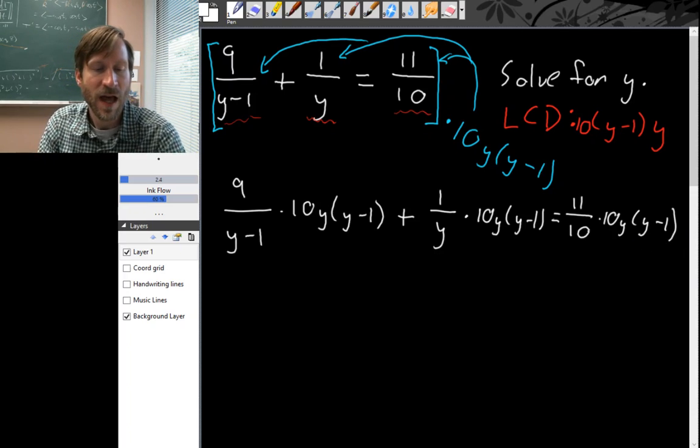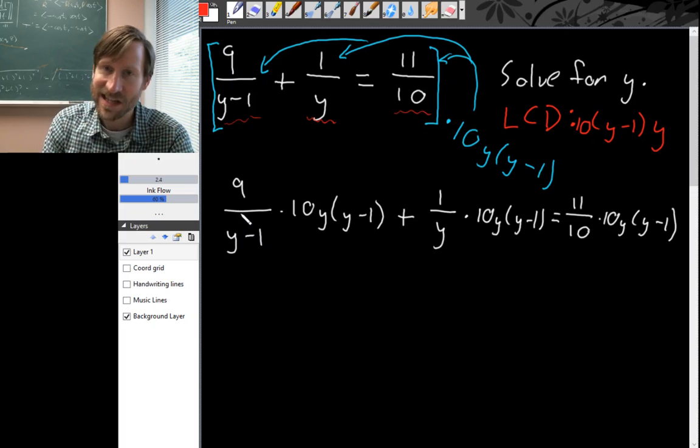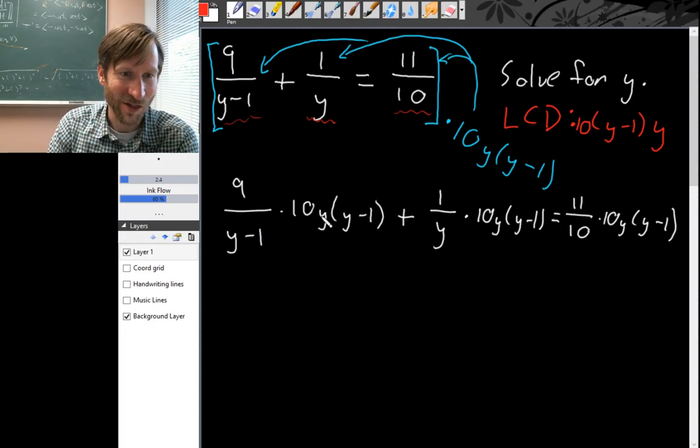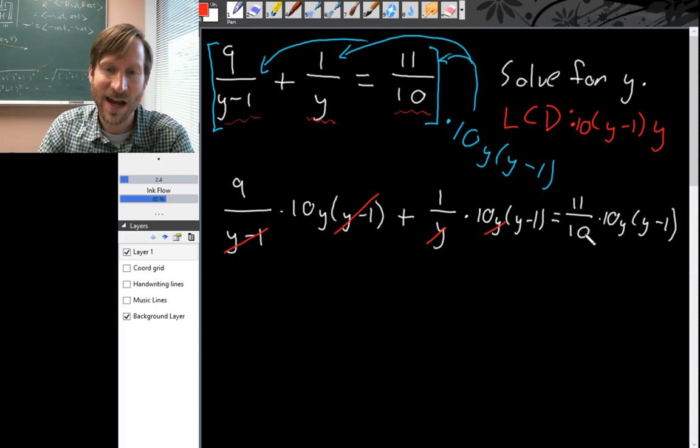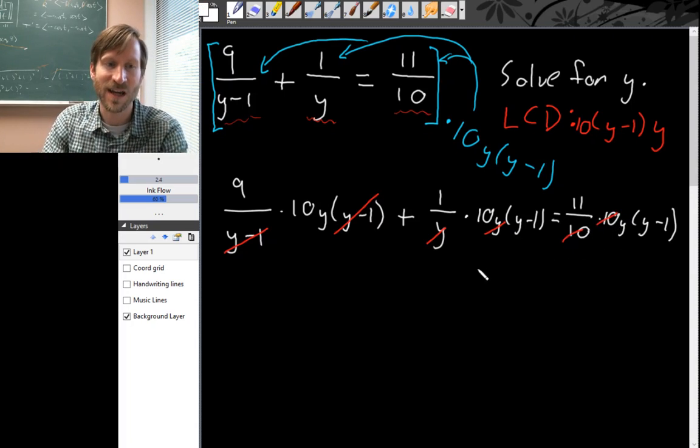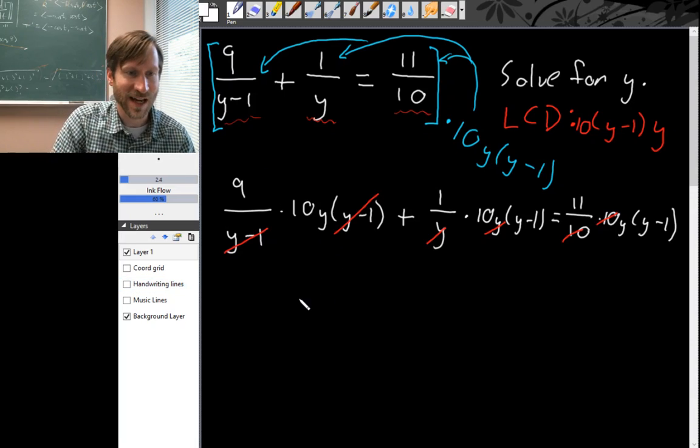All right. Now, I bet you're itching to cancel some stuff, and that's good. The whole point of multiplying by the LCD is that a lot will cancel when we do that. So in the first term, this y minus 1 cancels. In the second term, the factor of y cancels. And on the right-hand side of the equation, the factor of 10 cancels. So let's see what that gives us.